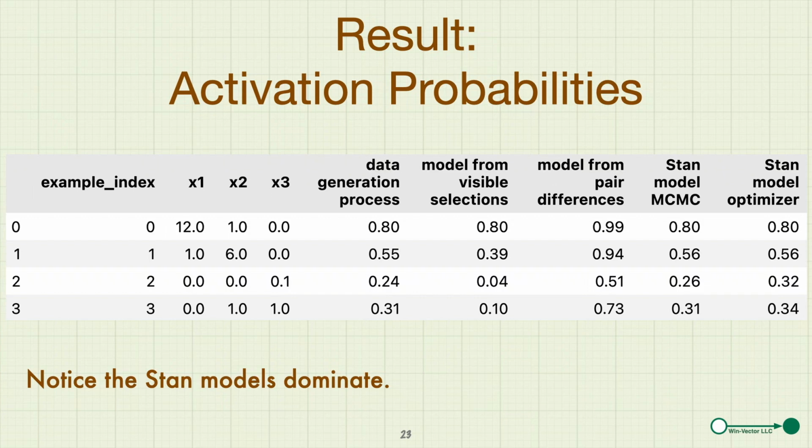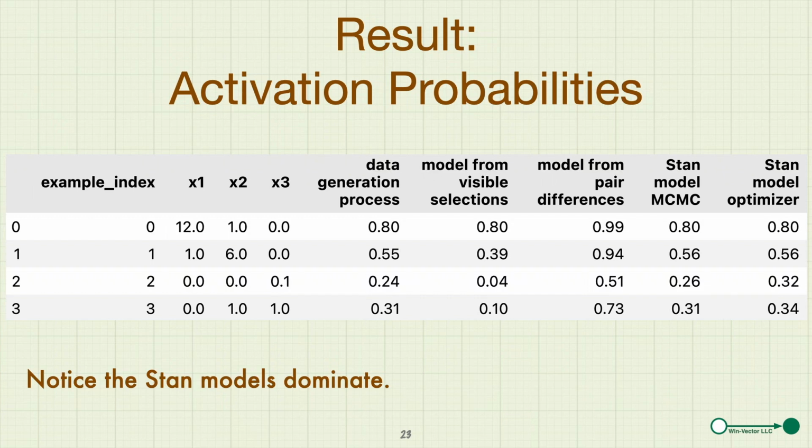I've designed this artificial problem to have basically just 4 types of panels. So those are in the rows: type 1, type 2, type 3, type 4. And then the data generative process, which is how the data was made. The first type of panel has an 80% chance of selecting a given wine. The second one has 55%, the third one 24%, and the fourth one 31%.